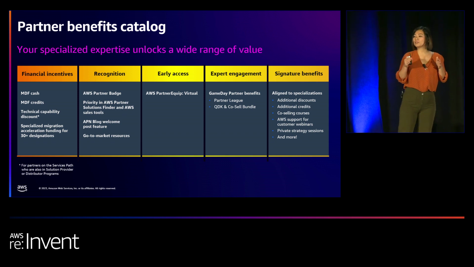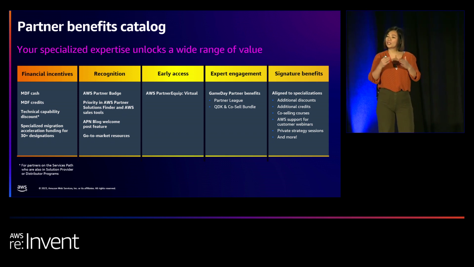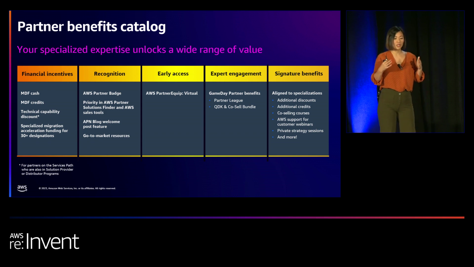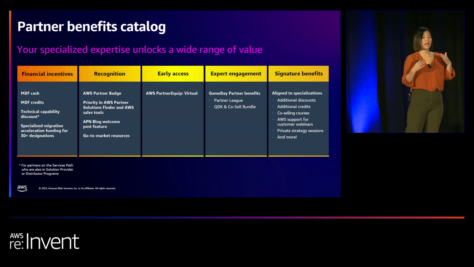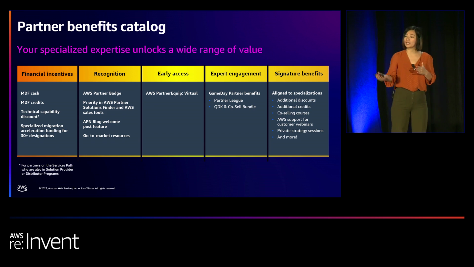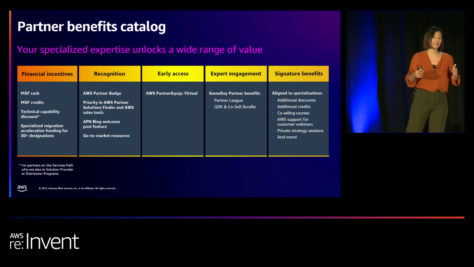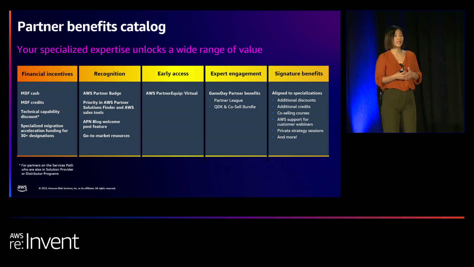And the second thing is recognition. Once you earn these specialization badges or technical validations, you will be able to obtain that badge and use it for your sales and marketing activities. And you also get priority in the AWS Partner Solution Finder, which is a customer-facing discovery tool. With early access and expert engagement, you can get access to the product roadmap, strategic discussions, industry insight, and so on and so forth.